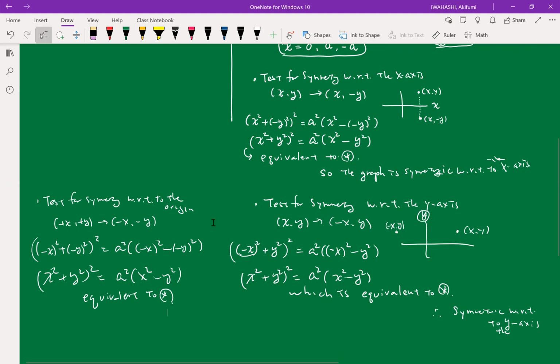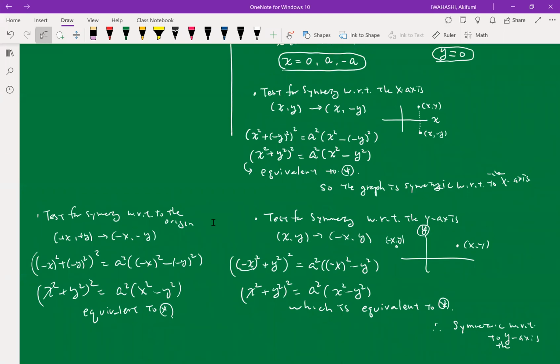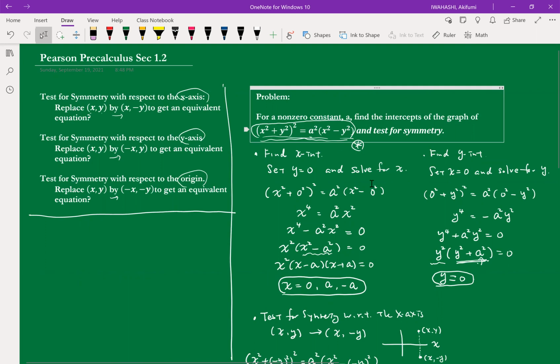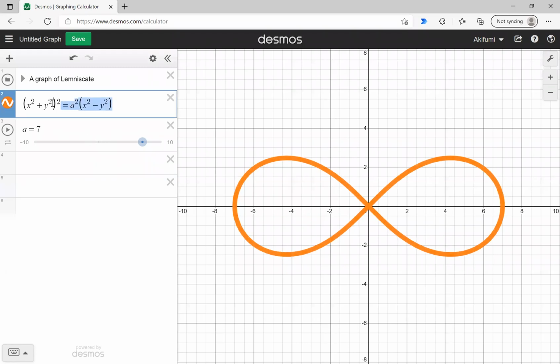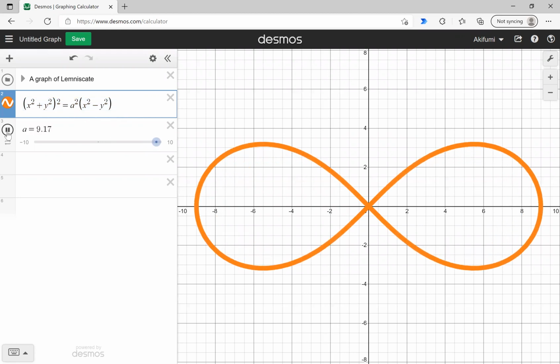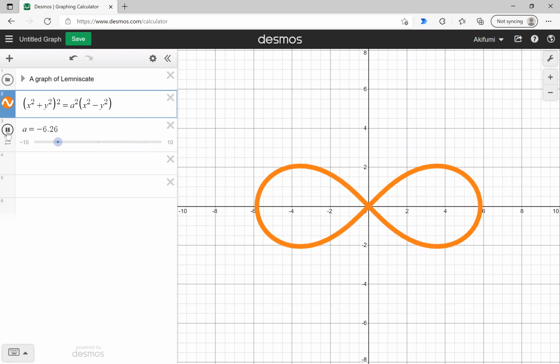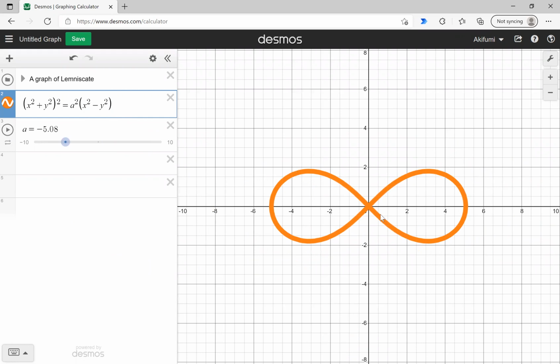Okay. So when you are not sure about your answer, if you have a graphing utility, you can just type in the given expression to see whether it has any symmetry. So let me show you Desmos. This is the expression I just typed into the Desmos calculator, and I set a equal to 7. But for any value of a, except for 0, the graph looks like this. And indeed, it looks symmetric with respect to the x-axis, y-axis, and the origin. So that concludes the explanation for this problem.